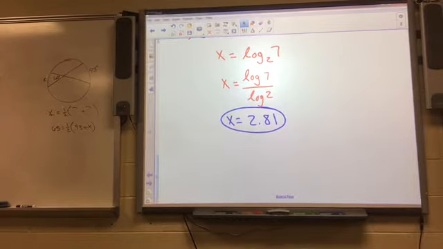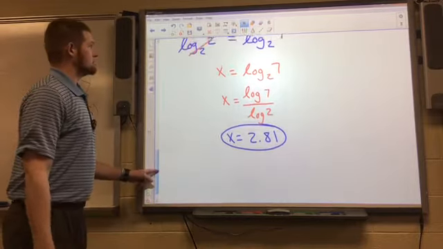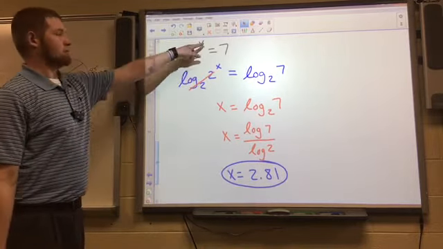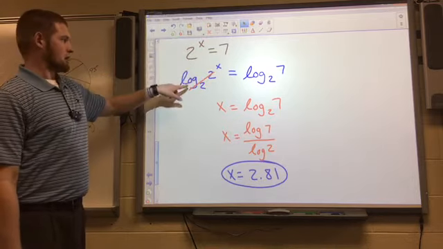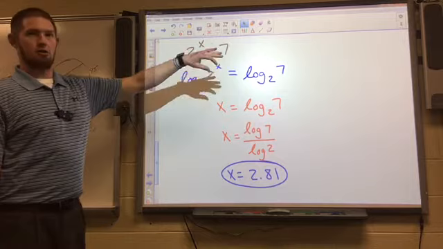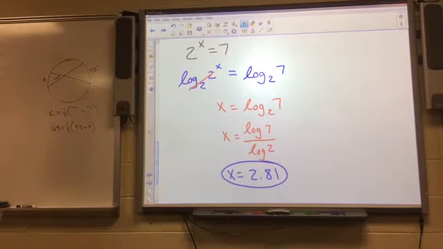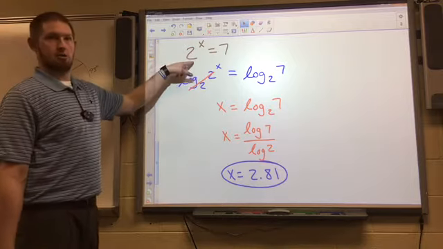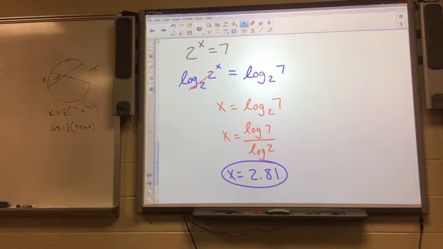Okay, so what we're doing is, if we have something that we can't solve or don't know how to solve, use your logarithm to get it to cancel out. And then whatever you do to that side, you have to do to the other side. Is it always going to be log base 2? No, it's going to be log base whatever that number is, right? Okay, so let's do another example of that.